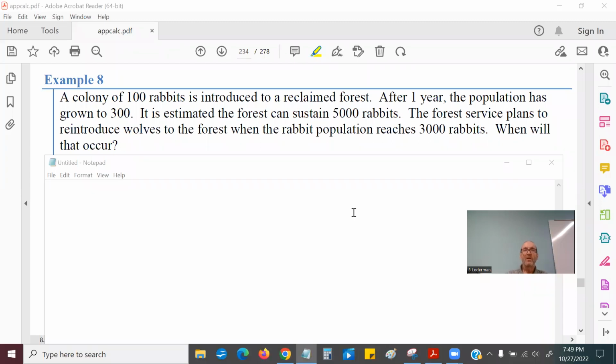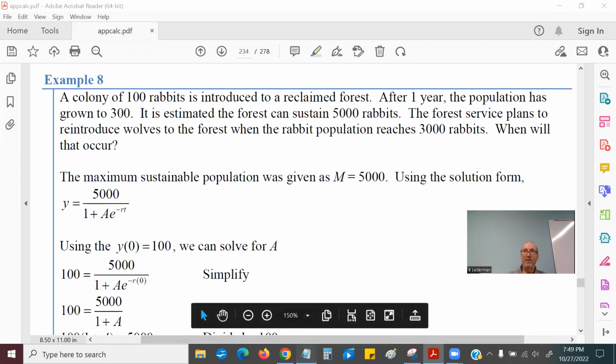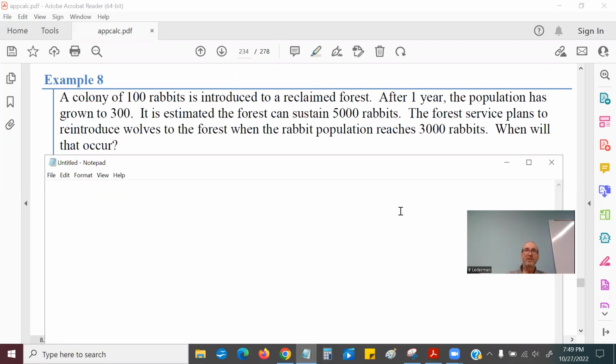Okay, here's a problem. A colony of 100 rabbits is introduced to reclaimed forests. After 1 year, the population has grown to 300. So it started as 100 and grew up to 300. It is estimated that the forest can sustain 5,000 rabbits.